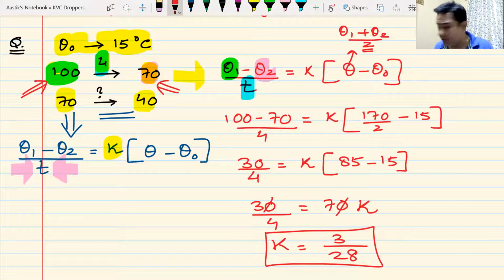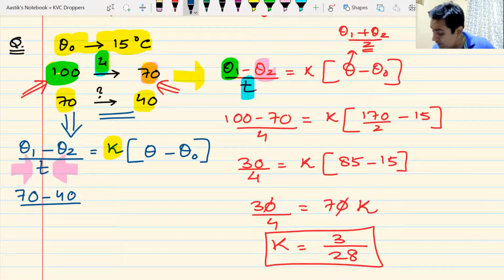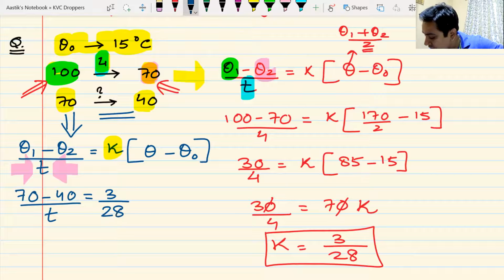So, how do I go about it? Very simple. I just put the values. Initial temperature is 70. 70 minus 40 divided by time, I don't know, so I just call it T. 70 minus 40 divided by T is equal to K. The value of K is 3 divided by 28 into the value of theta. How much is the value of theta? 70 plus 40 is 110, I think. 110 divided by 2 minus 15. Do we understand this?